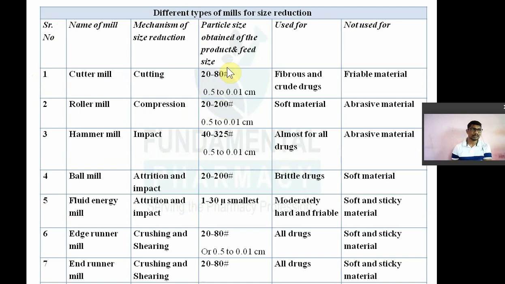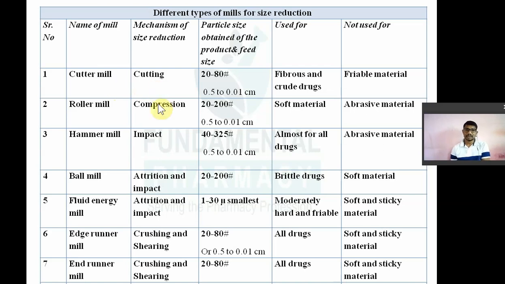कि पार्टिकल साइज कितना मिलेगा साइज रिडक्शन के बाद में, और इनिशियली आप कौन से साइज का मटेरियल यूज करना है. Okay, then, particular mill, use of particular mill, and which kind of size of material is used. Cutter mill is used for this material, not used for this material. Okay, so first one is the cutter mill.